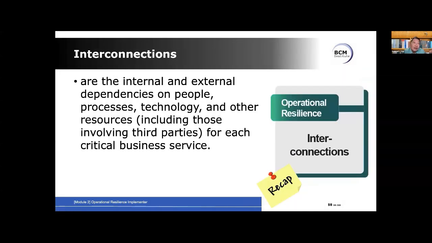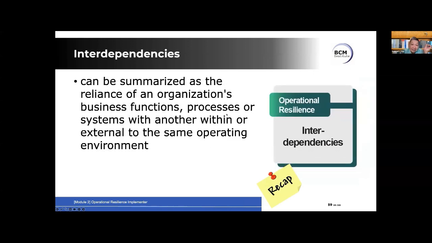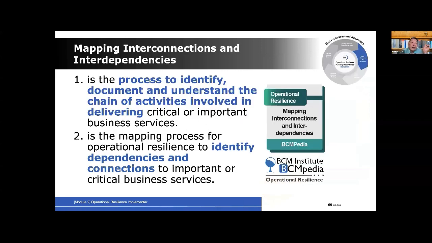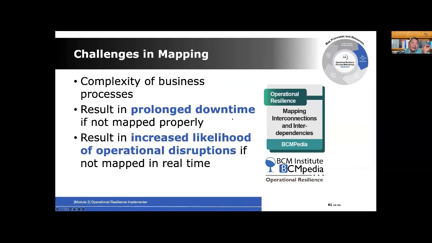The definition of interconnection we covered in module 1. I'm not going to go through it again. These are pretty self-explanatory, and then interdependencies, similarly. So the mapping is a process to identify, again, it's a repeat. Challenges in mapping: I think I shared continuously what some of these challenges are already.